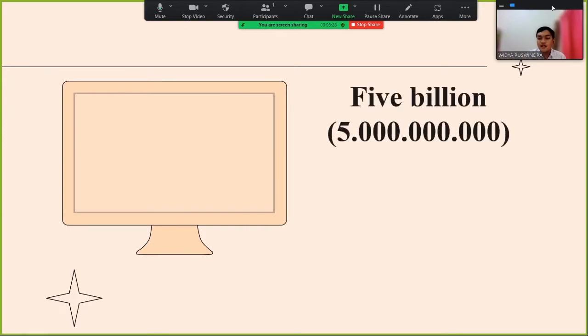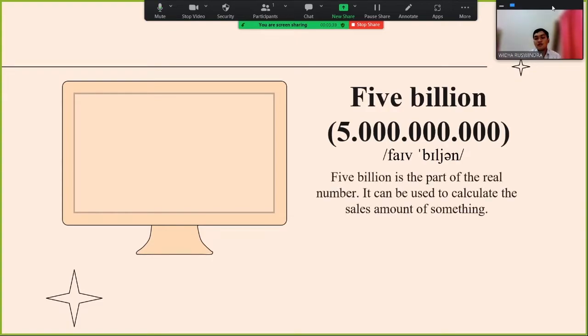Okay, next vocabulary is 5 billion. This is the symbol of 5 billion and the pronunciation is 5 billion. 5 billion is the part of the real numbers. It can be used to calculate the sales amount of something. For example, worldwide sales reach 5 billion.